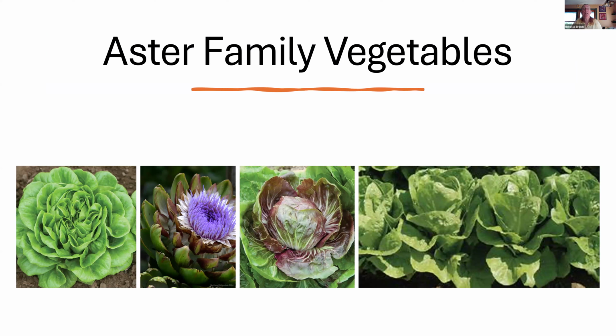Okay, so let's talk about the aster family. So this family, as the name suggests, includes a lot of flowers. So the only vegetable we're going to talk about in this family is lettuce. But if you're growing cut flowers, you're probably going to have a lot of aster family plants on your farm. So things like dahlias and sunflowers and rudbeckia and chrysanthemums and daisies are all in this family.